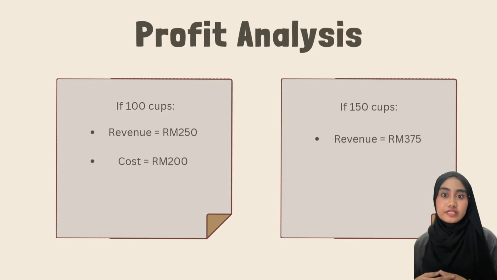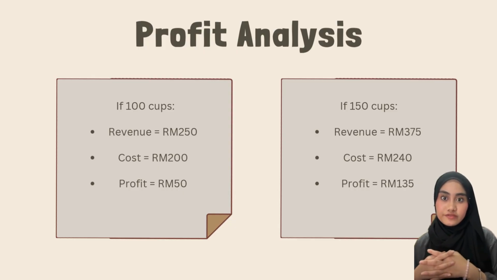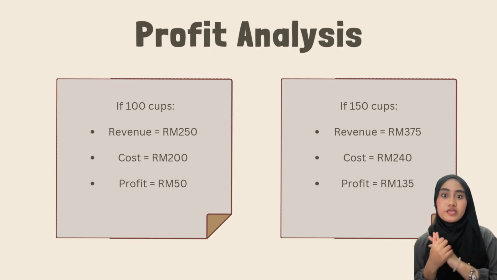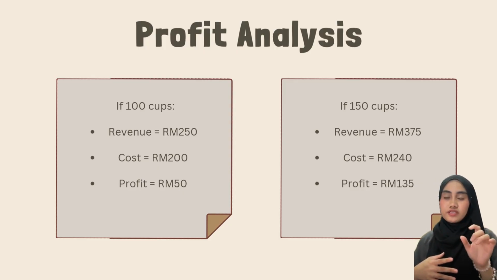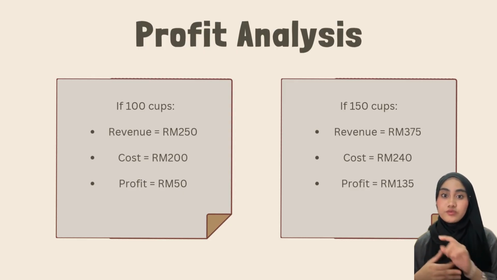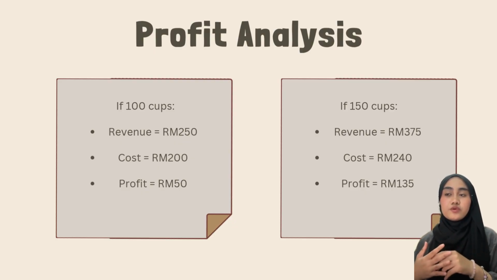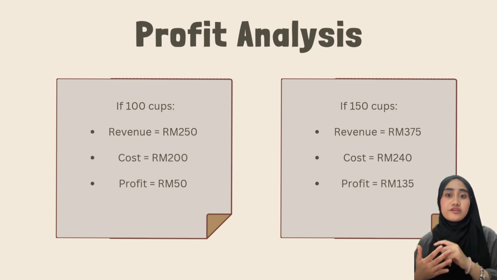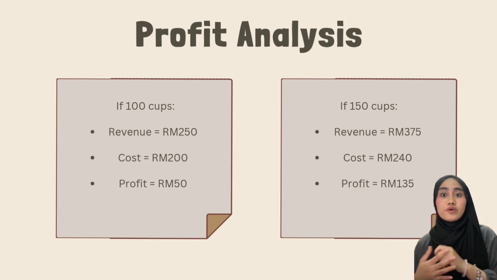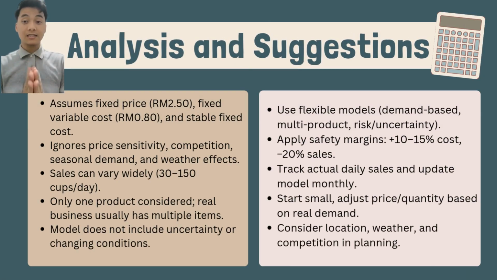For profit analysis, if 100 cups are sold, the revenue will be RM250 and the cost will be RM200, and the profit will be RM50, because 250 minus 200 is 50 ringgit. But if it's 150 cups, the revenue will be RM375 and the cost will be RM240. If you deduct, it will be RM135.